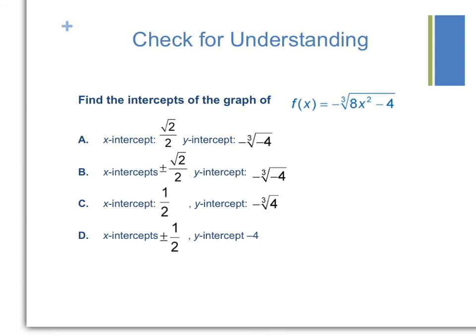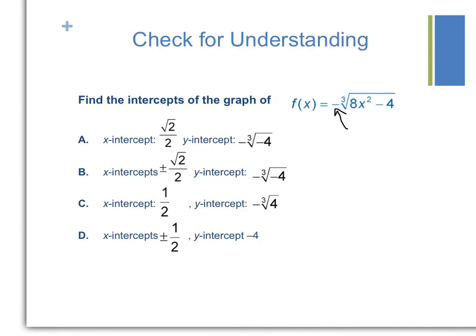On this last slide, we're asked to check for understanding. We are given a function here, f of x equals the negative cube root of 8x squared minus 4. You can treat this right here like a -1 as your coefficient. And you're asked to find the intercepts of this graph. I want you to do so algebraically and then choose which answer makes sense. There's a multiple choice here, A, B, C, and D.